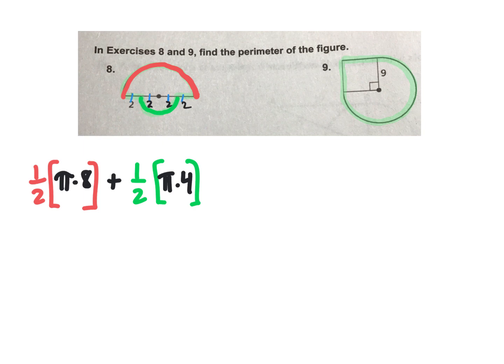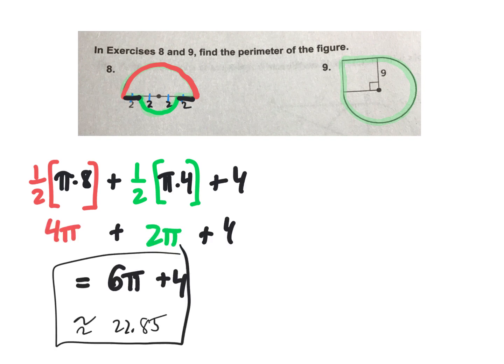And that just leaves these black parts, which was 2 units long and 2 units long, or a total of 4 units long. So the perimeter for this shape in number 8 is exactly 6 pi plus 4, or approximately 22.85. That is the perimeter of the shape.